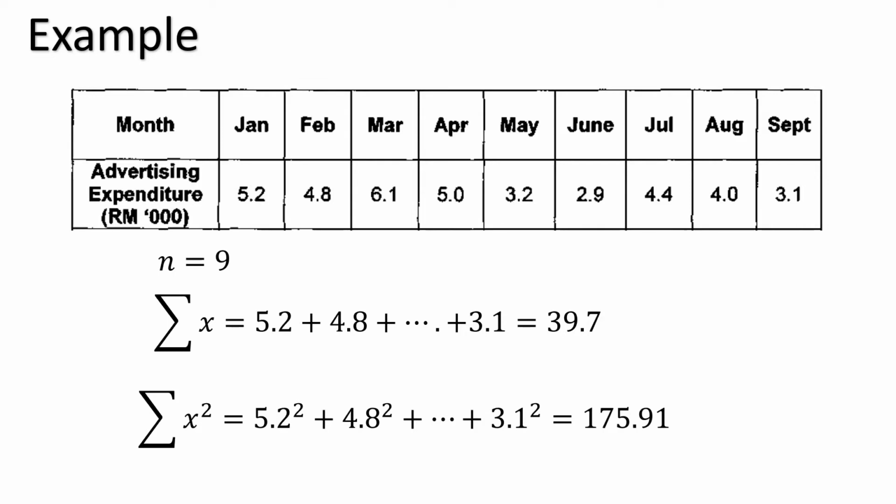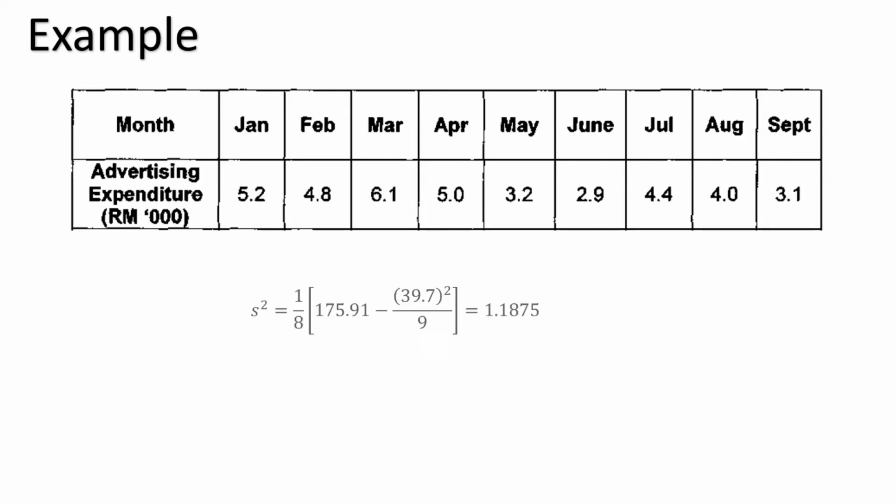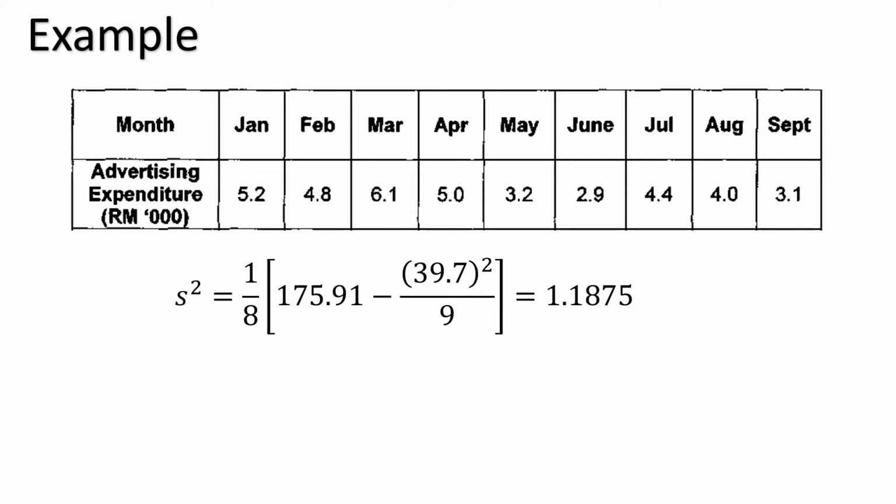175.91. s squared is equal to 1 over 8 multiplied by 175.91 minus 38.7 squared over 9, which is equal to 1.1875. s is equal to the square root of 1.1875, which is equal to 1.0897.